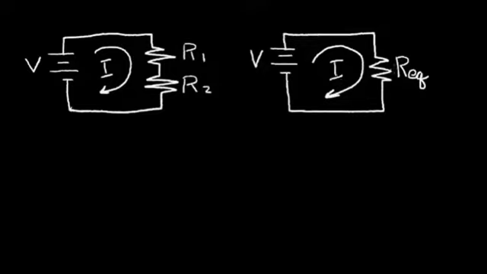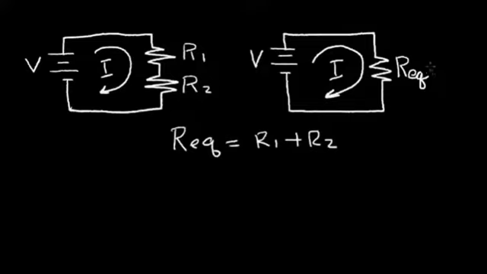And I want to calculate the equivalent resistor to R1 and R2. I want to find one resistor that I can use to replace two resistors. And the answer is R, the equivalent resistance, is equal to the sum of the two resistors, R1 plus R2. Let's see if we can prove this by using Ohm's law.